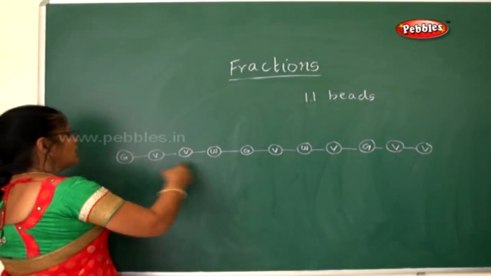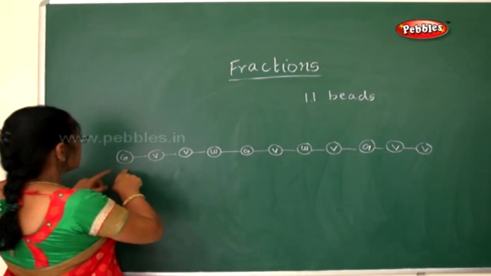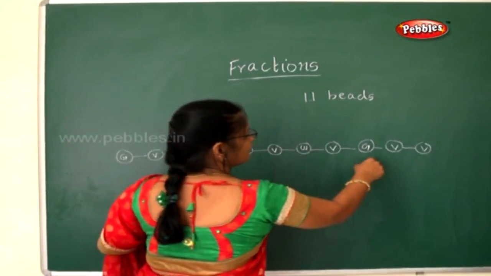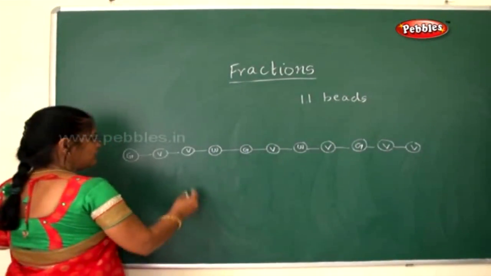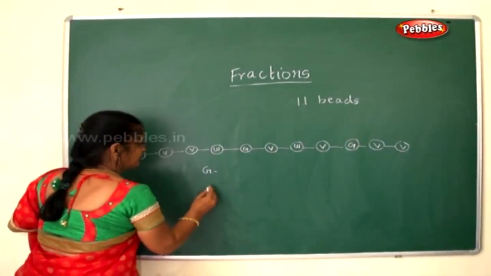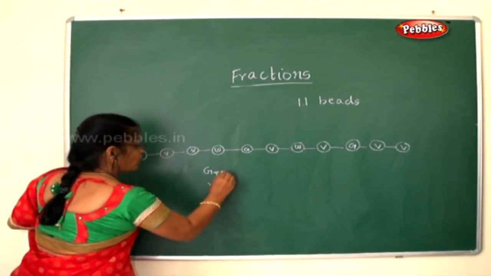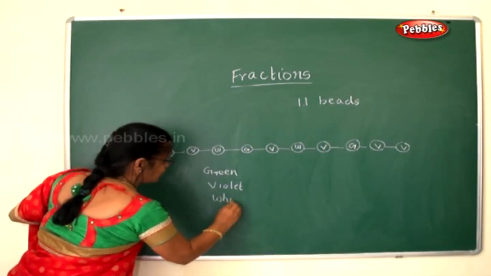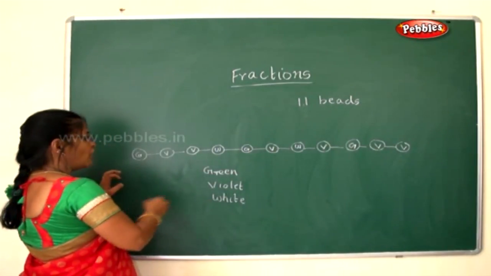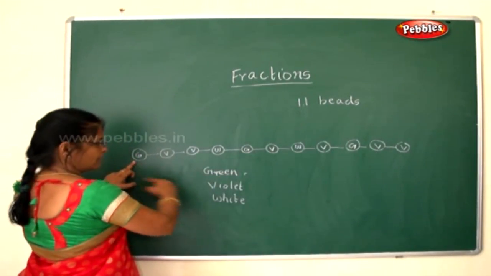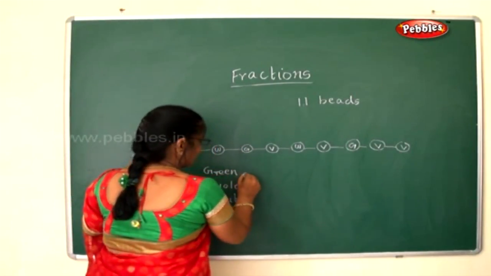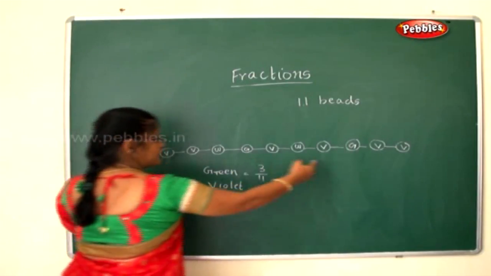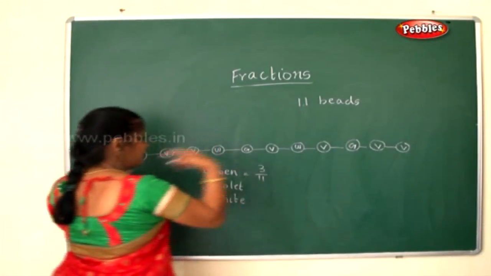In that, the colors of the beads, see, are green, violet, violet, white, green, violet, white, violet, green, violet and violet. Now tell me how many are green colored beads, how many are violet and how many are white colored beads. Now how many are green colored beads? 1, 2 and 3. So how will you write this? 3 by 11. 3 out of 11 beads are colored in green color.